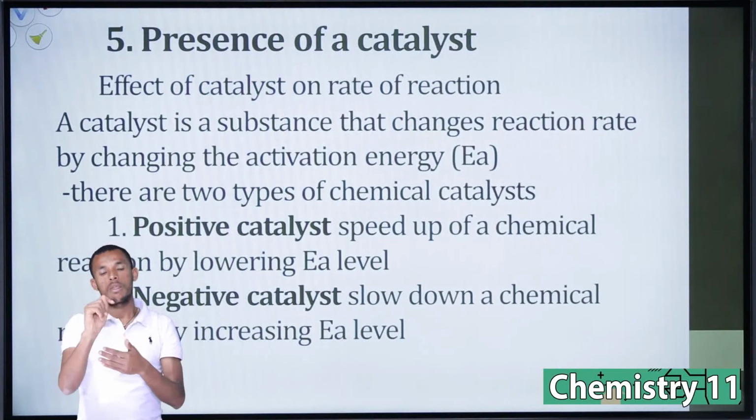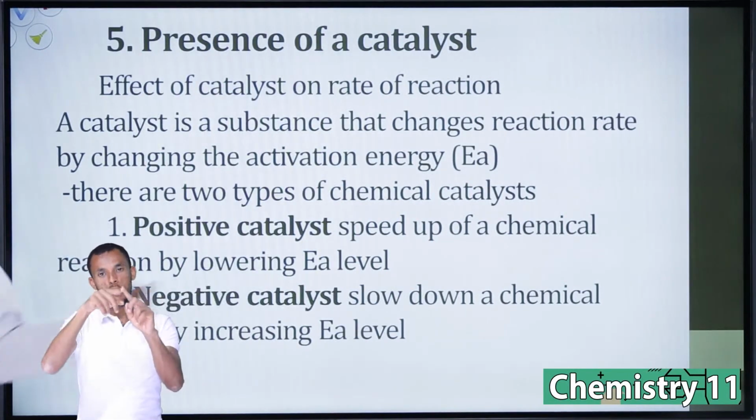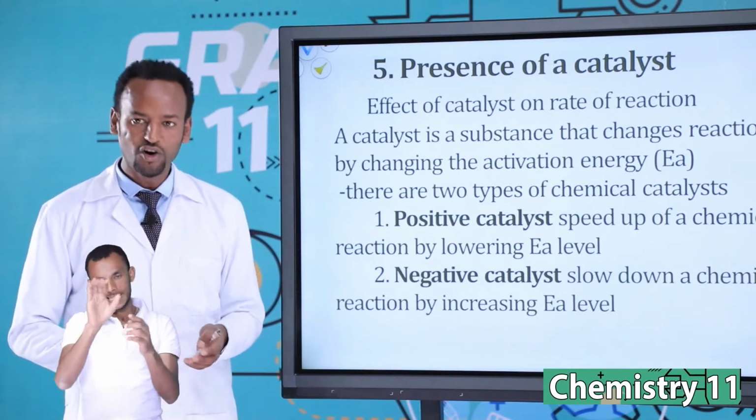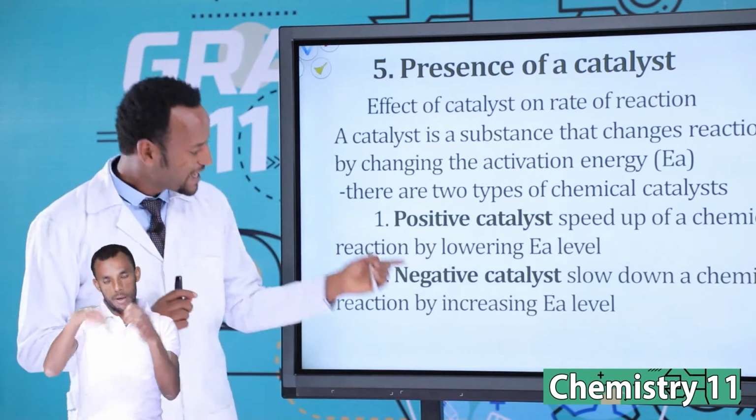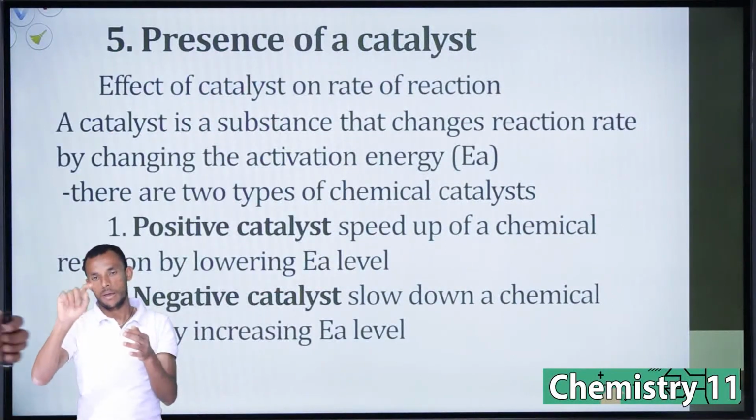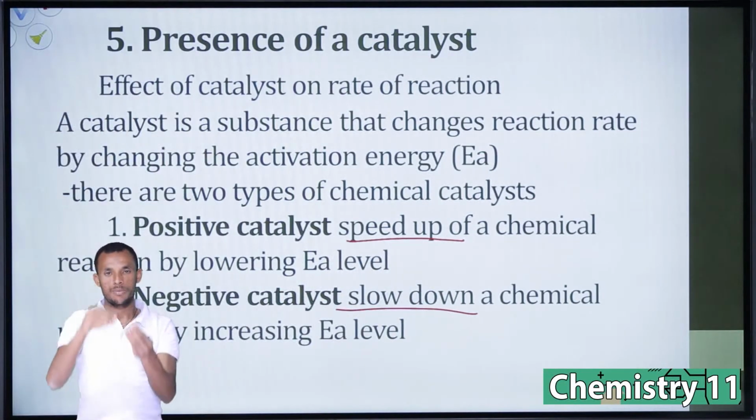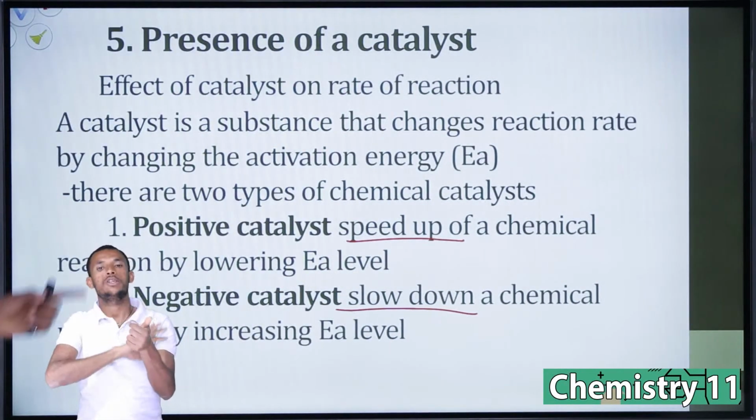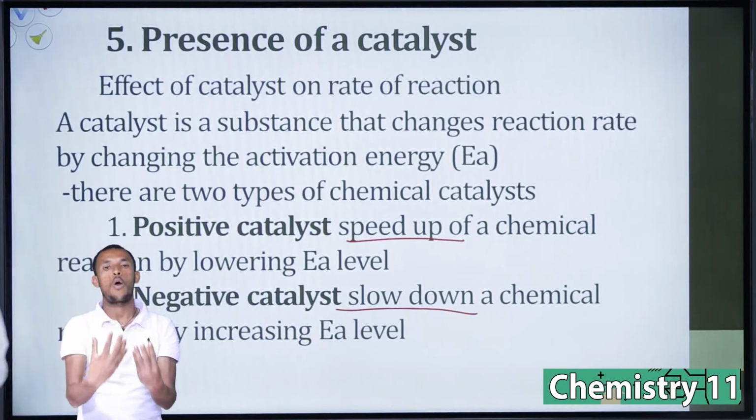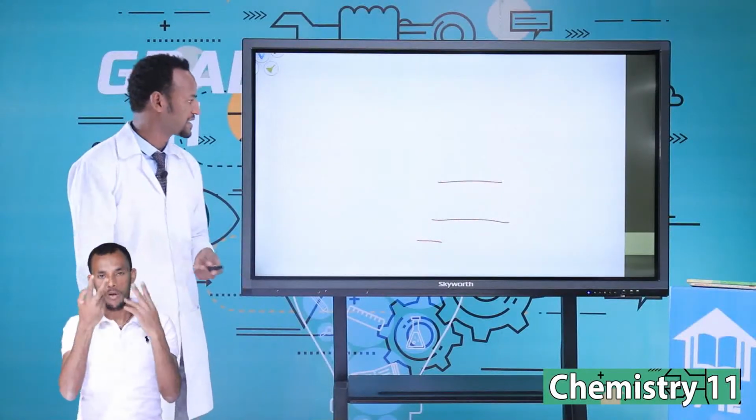Therefore, there are two types of chemical catalysts: positive catalyst and negative catalyst. Positive catalysts speed up a chemical reaction by lowering the activation energy level. Negative catalysts, sometimes known as inhibitors, slow down a chemical reaction. Therefore, positive catalysts speed up a chemical reaction by lowering what? The activation energy level. And negative catalysts slow down a chemical reaction by raising the activation energy level. Look diagrammatically.